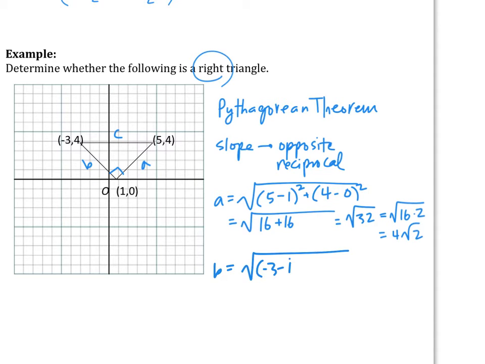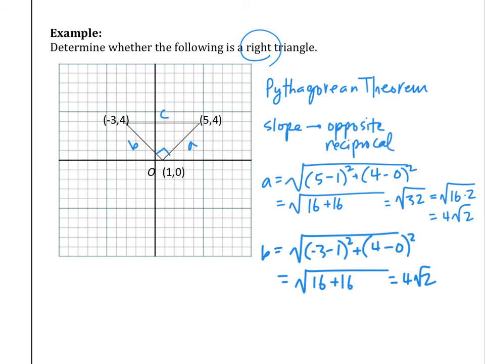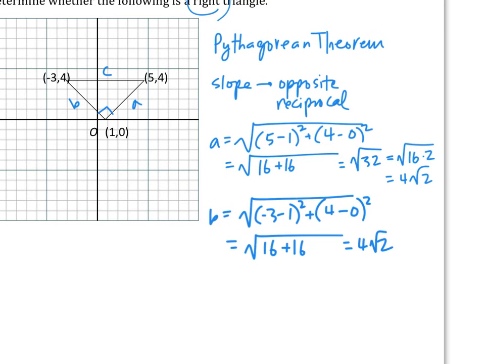x2 minus x1 squared plus y2 minus y1 squared. This is negative 4 squared, which is still 16, and then 4 minus 0 squared is 16. So it actually ends up being the same number. All right, let's go ahead and figure out C.